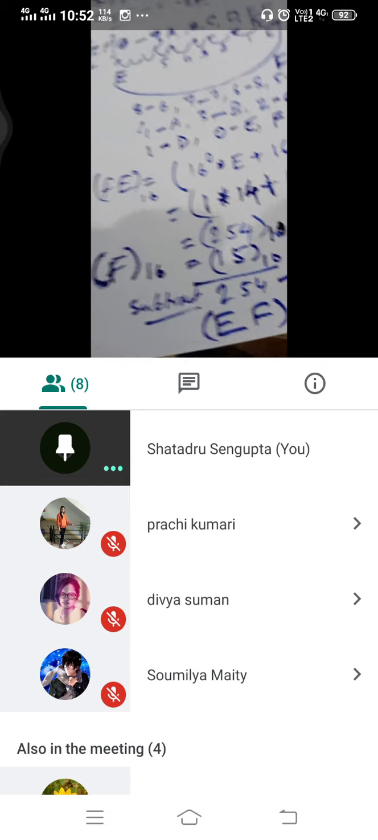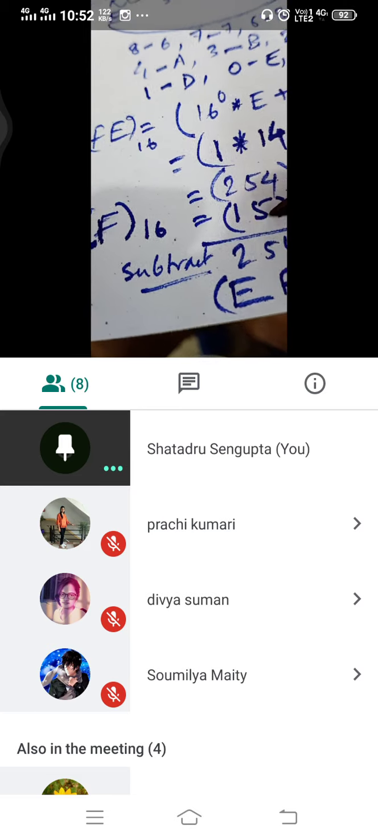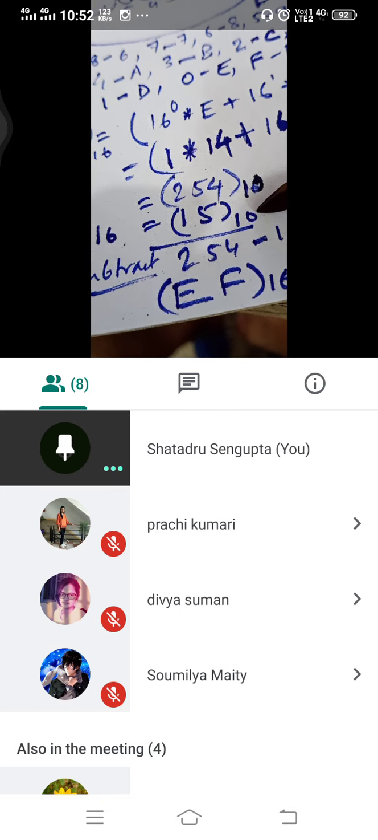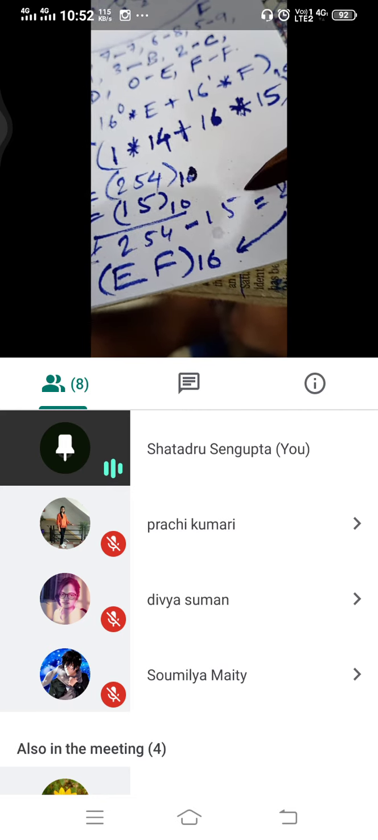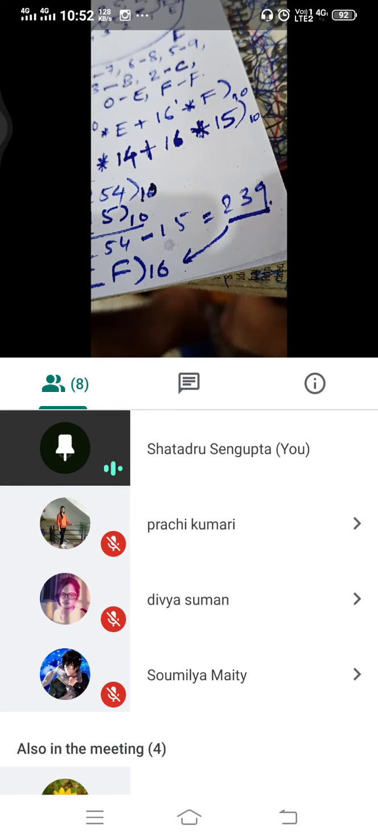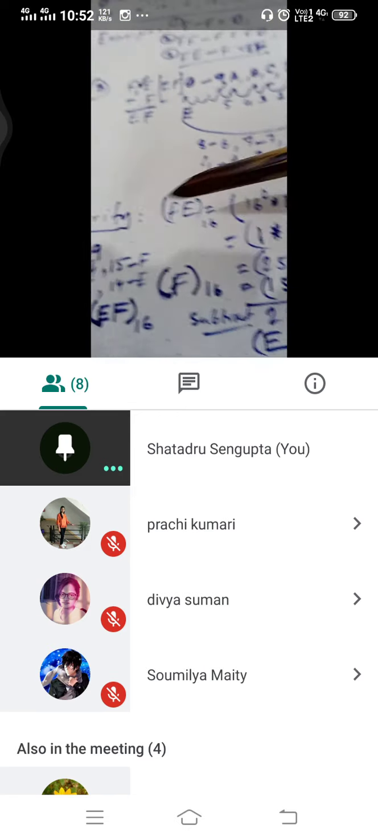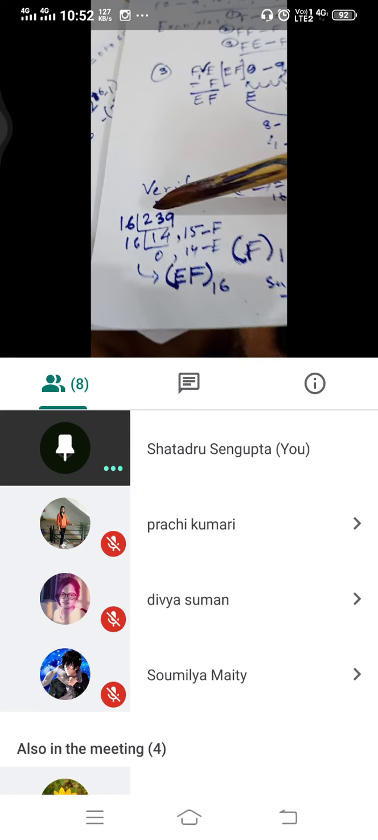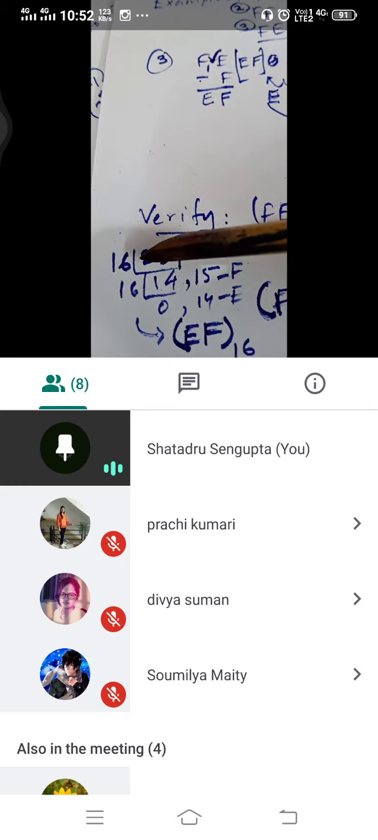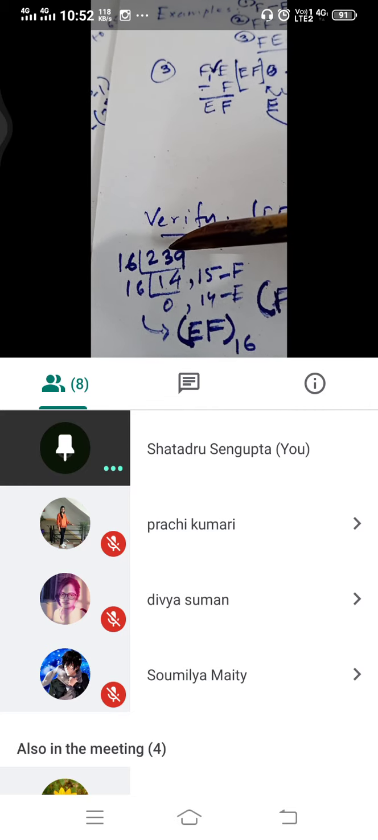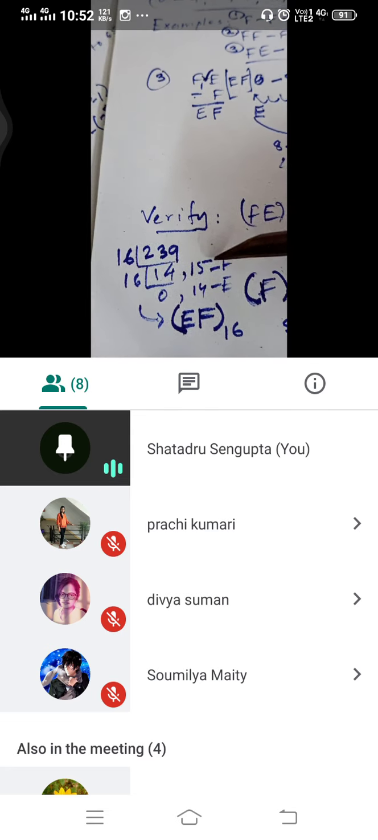Now, once you come to F, what is F? F is 15 in base 10. So you subtract 254 minus 15 and you get 239. That is in base 10, you get 239. Let us just verify. As we did with pentadecimal, we'll do with hexadecimal also. So 239 divided by 16 is 14, with a remainder of 15.